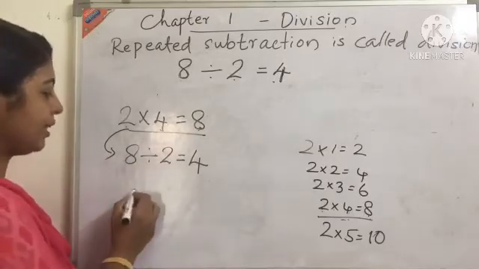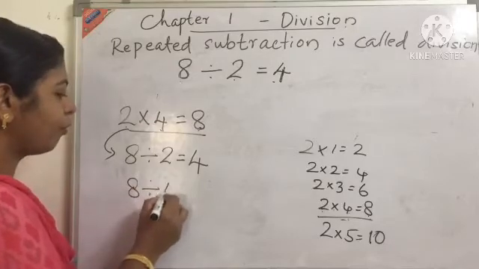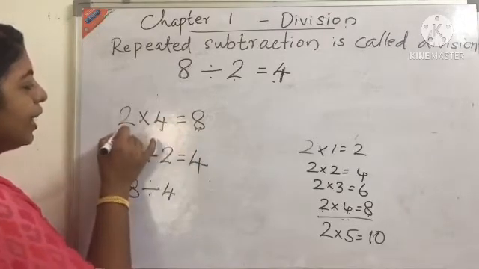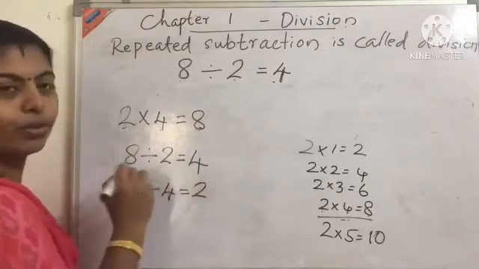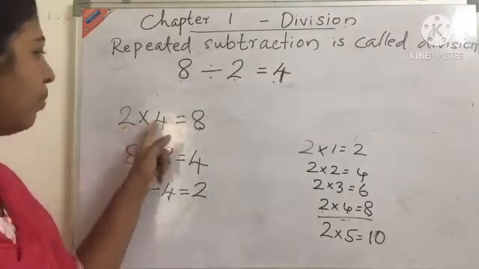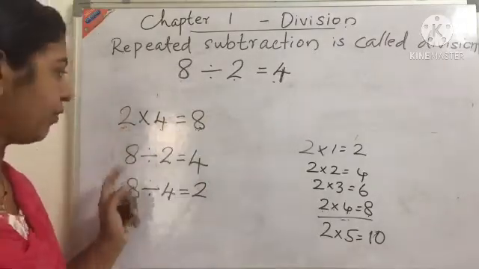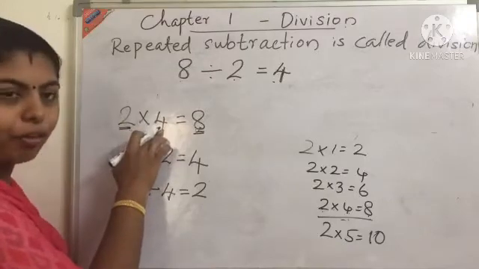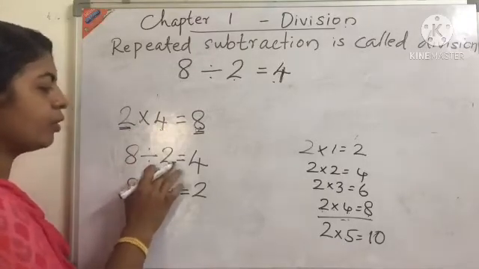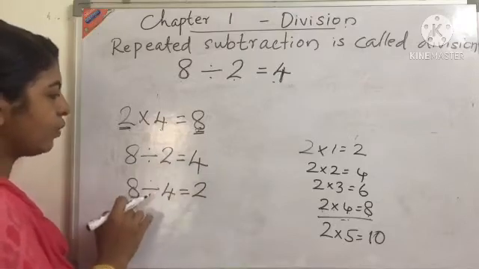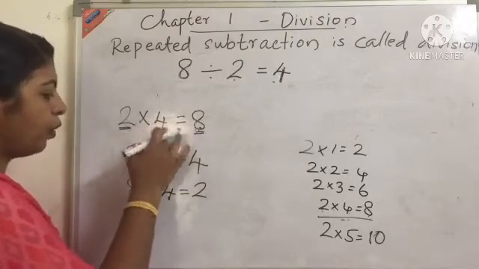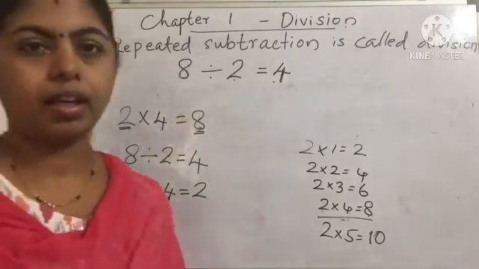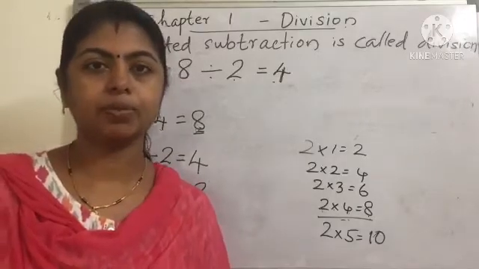Then we will get one more, 8 divided by 4 equal to 2. So from this multiplication we can write 2 division facts: 8 divided by 2 equal to 4, and the next one, 8 divided by 4 equal to 2. Okay, then we can go to some examples in the textbook.